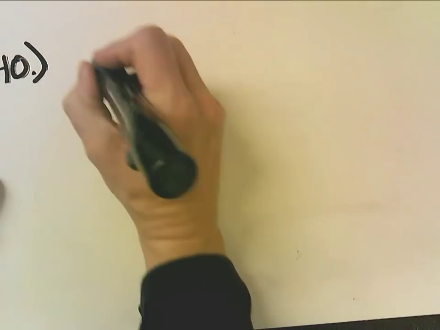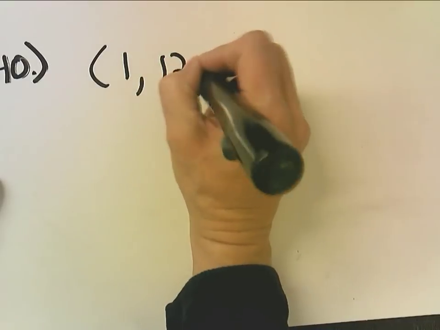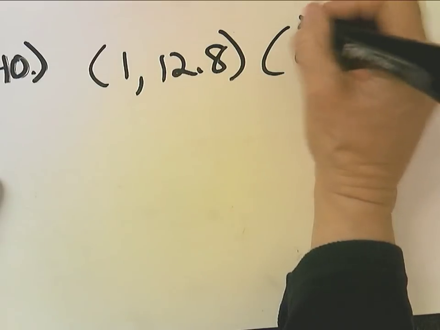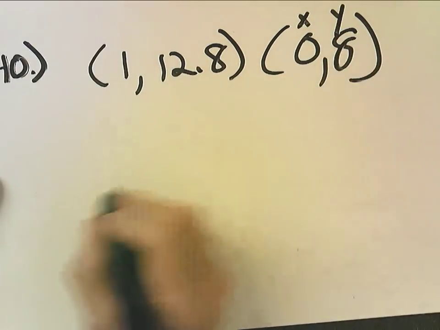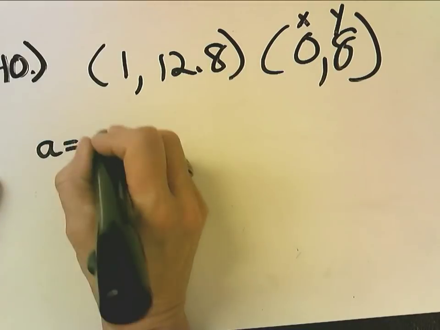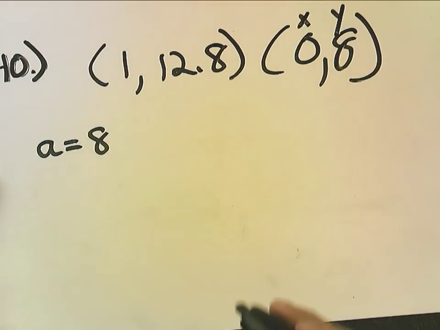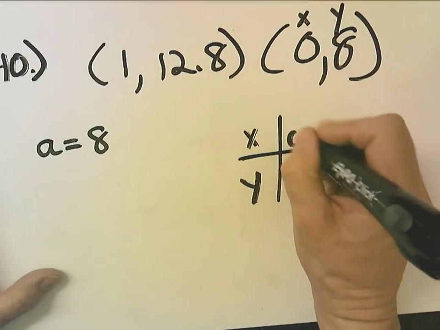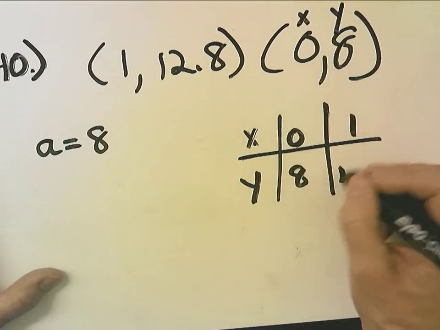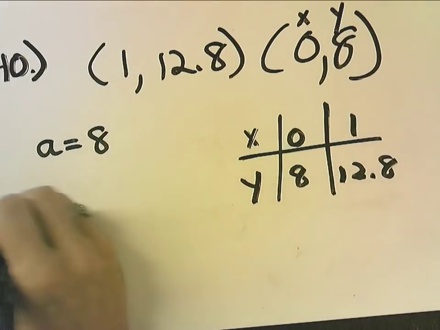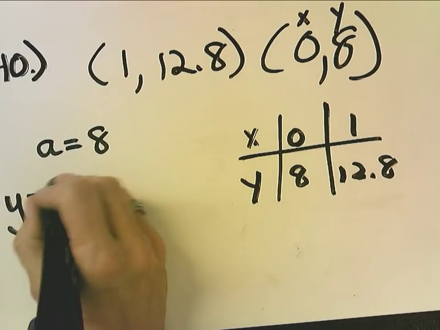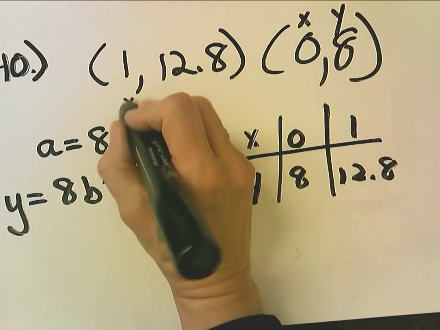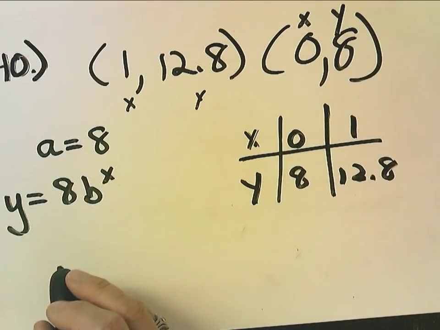So 40, they give you (1, 12.8) and (0, 8). Now, when x is 0, A is the y-intercept, so A equals 8. So I can either set up a chart, 0, 8, 1, 12.8. I can say y equals 8 times b to the x, and I can plug in this x and this y.